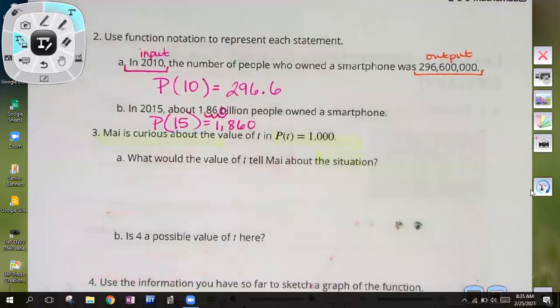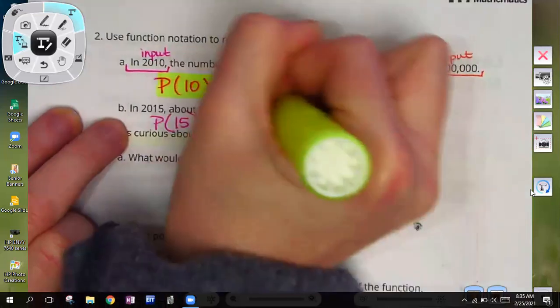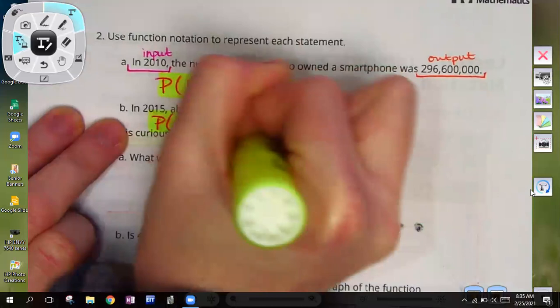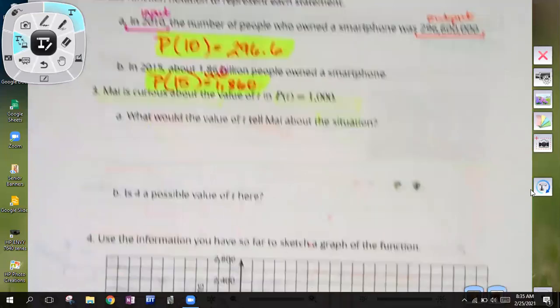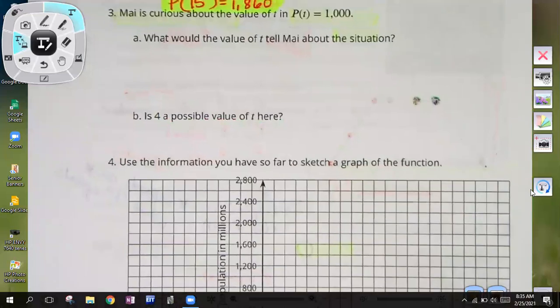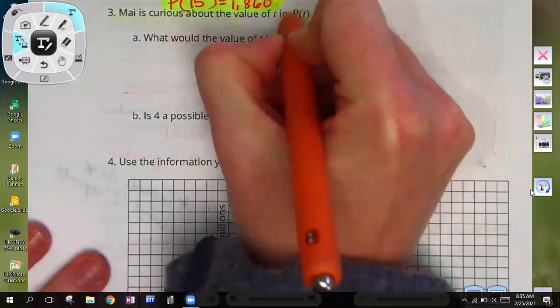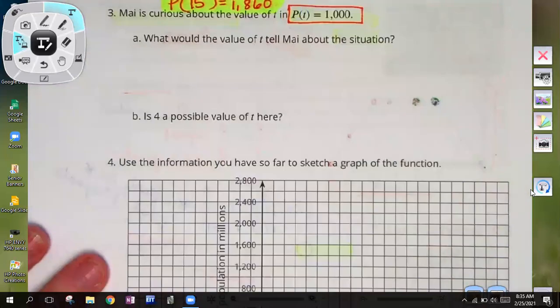All right, next question. Oh wait, before we go, I want you to also remember these 2 function notations that we just came up with. We're going to come back to those as well as the other 2 here in a minute. Next question kind of takes us away a little bit, and then we're going to come back to number 1 and number 2. It says, May is curious about the value of t in this function right here.